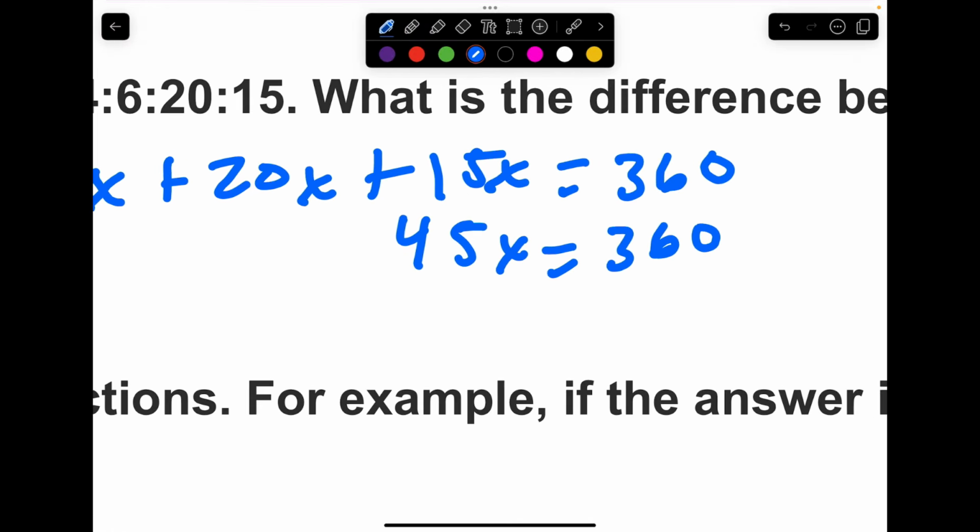Divide by 3, I don't know if that is directly. Divide by 3 would be 15 and 120. Divide by 3 would be 5 and 40. Divide by 5 would be 1 and 8. So x equals 8.